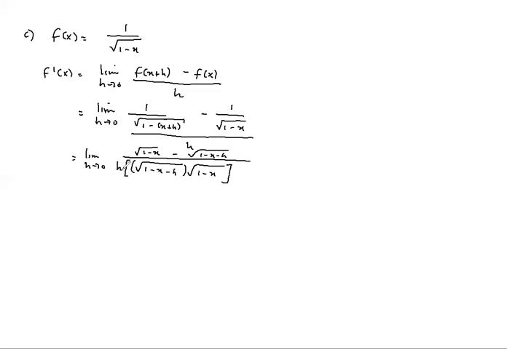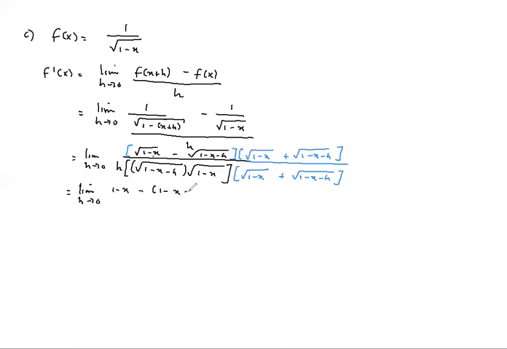So when you rationalize, I'll multiply the numerator by the root of 1 minus x plus the root of 1 minus x minus h. I'll do the same to the denominator, 1 minus x plus 1 minus x minus h. I'll do that. So that we get the limit as h goes to 0, 1 minus x. And then those two will cancel. I demonstrated that in the other one. So now when you cross, they will cancel, and it remains with minus 1 minus x minus h.